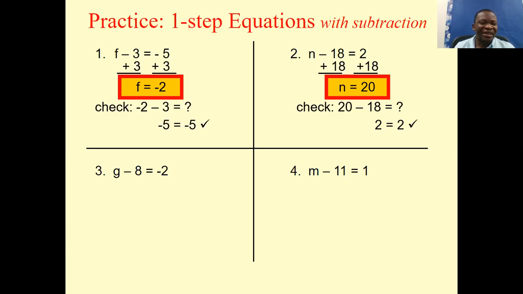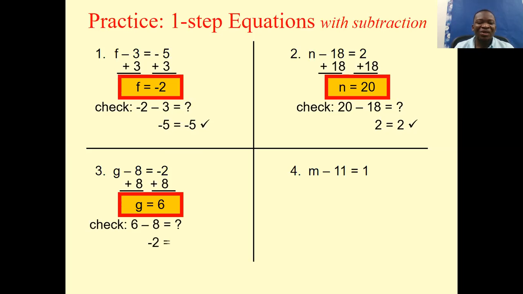The third question, j minus 8 equals -2. Our variable is j. The operation is subtraction. The inverse of subtraction is addition. So we add 8 to the left-hand side and 8 to the right-hand side. These two 8s cancel out. You have j equal to 6. You check your answer. 6 minus 8 equals what? -2. So our answer is correct.